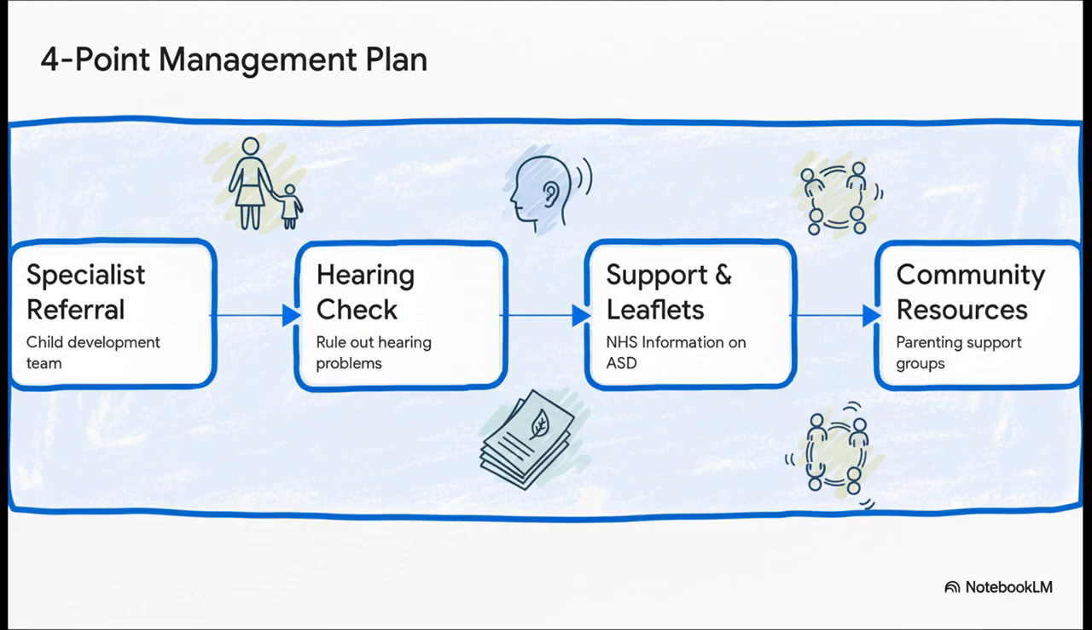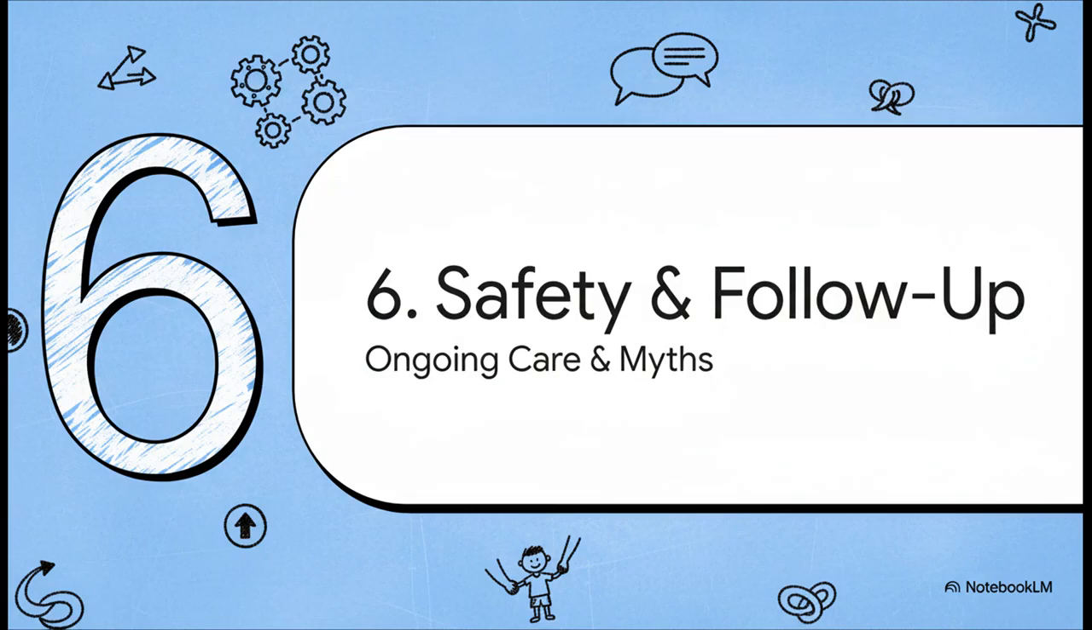And then you give them support right now, today, with official NHS leaflets and by pointing them towards community resources like parent groups. You're basically building a support network around them from day 1. We're in the home stretch now. Before you wrap up, you've got 2 last crucial jobs. Provide a really clear safety net and outline what happens next. Oh, and tackle some common myths. This shows you're thorough and that you're thinking about their care long after they leave the room.